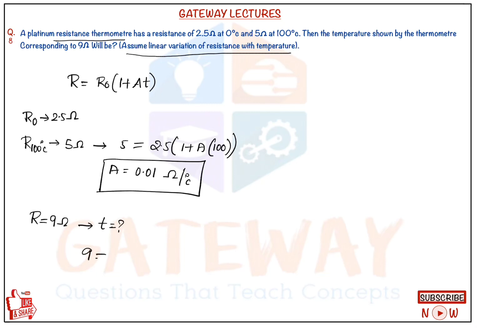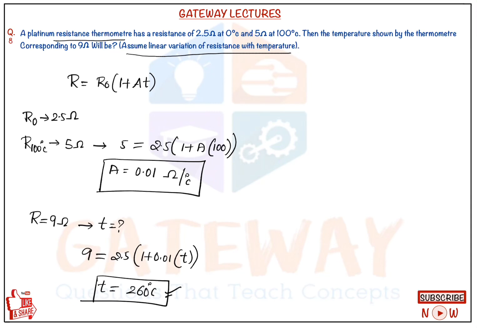So we'll substitute 9 ohm is equal to 2.5 into (1 plus 0.01 into the temperature we need to calculate). By simplifying, we'll get the value of temperature as 260 degrees centigrade. And this is your answer.